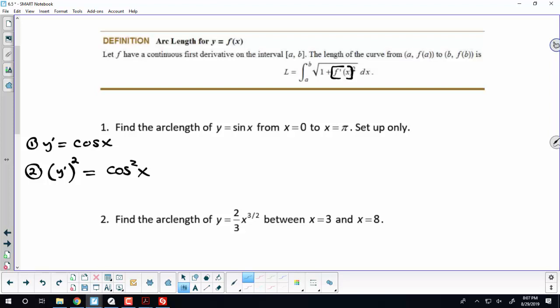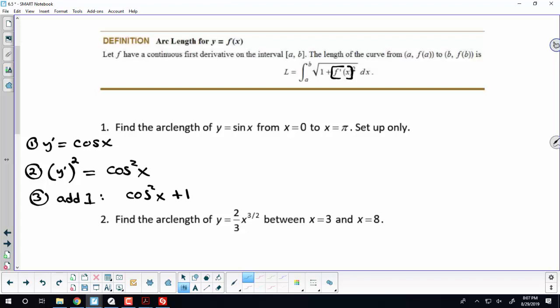I'm just thinking about what's under the radical. We can put it all together if we need to. Then we add 1. So that's cosine squared plus 1. And that's the expression we're going to put underneath that radical for the arc length formula.